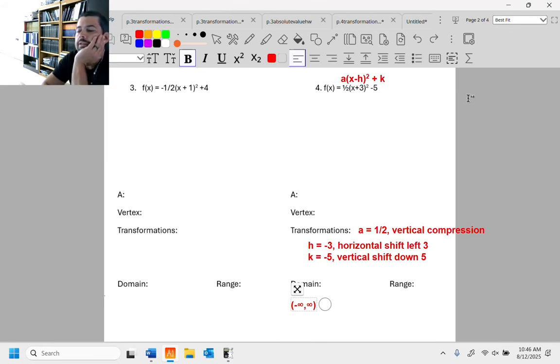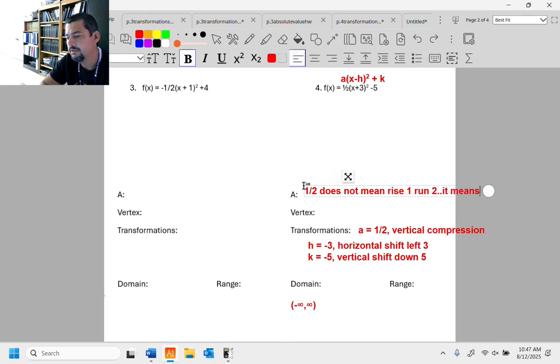Now, the A value is 1/2. Okay? Now, I'm going to write this out. This does not mean rise 1, run 2. It means rise 1/2 and run 1.